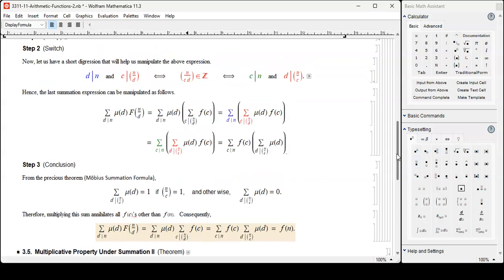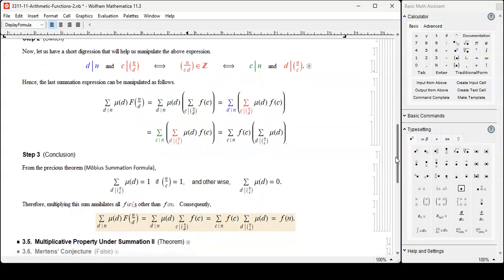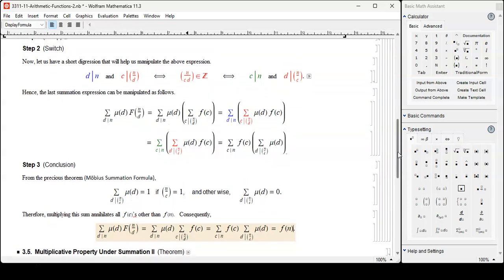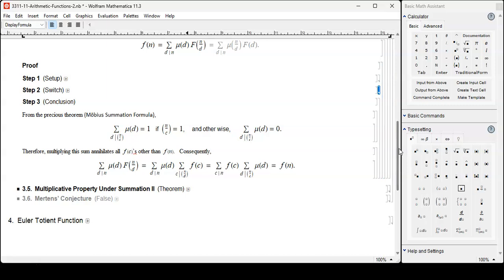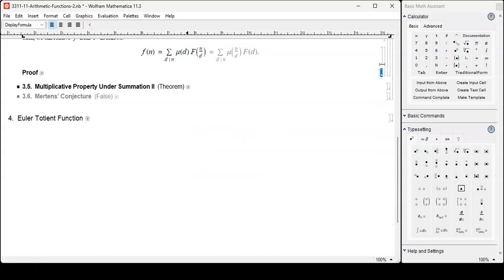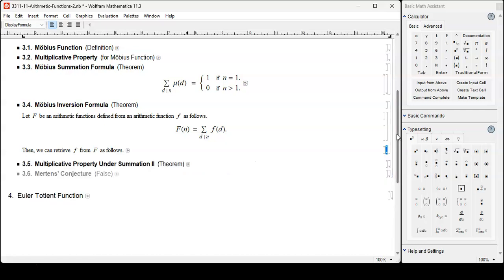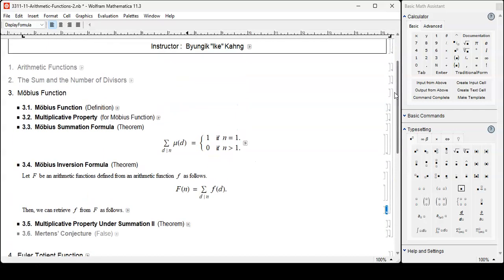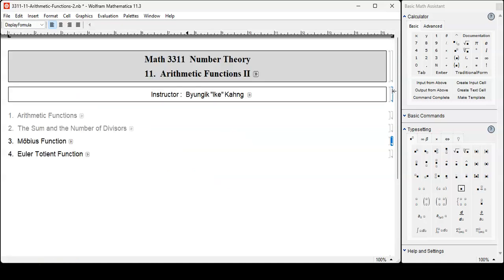That completes the proof of Moebius inversion formula. We went through a number of difficult steps, a number of strange techniques, but in the end we got it done. What do you think? Amazingly difficult? Well, I agree. It is. What can I say? It is.